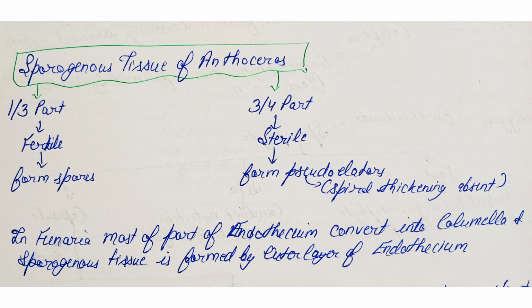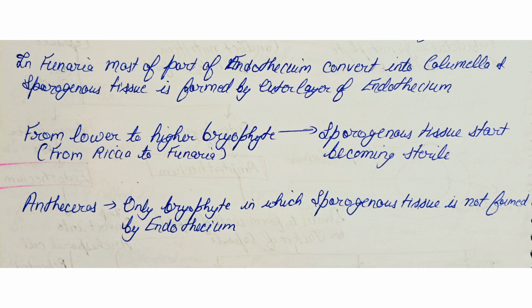In Anthoceros, the 1/4 part of the sporogenous tissue is fertile, which forms the spores, and the 3/4 part is sterile, which forms the pseudoelaters. Pseudoelaters are like elaters but here the spiral thickening is absent. In Funaria, the most part of endothecium is converted into columella and sporogenous tissue is formed from the outer layer of endothecium. When we move from the lower to higher bryophytes, that is from Riccia to Funaria, the sporogenous tissue starts becoming sterile. The most important point is that Anthoceros is the only bryophyte in which the sporogenous tissue is not formed from the endothecium. Instead of endothecium, it is formed from the amphithecium.